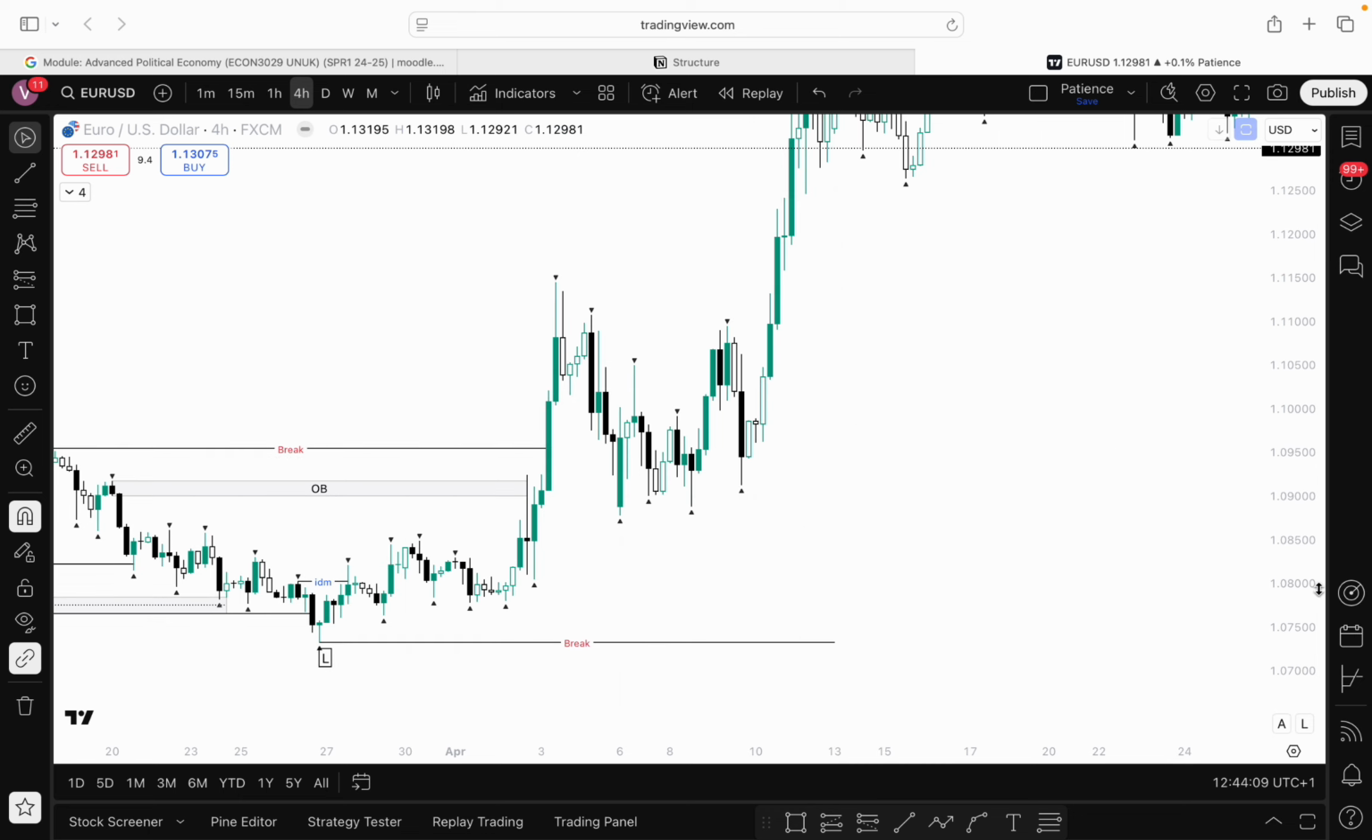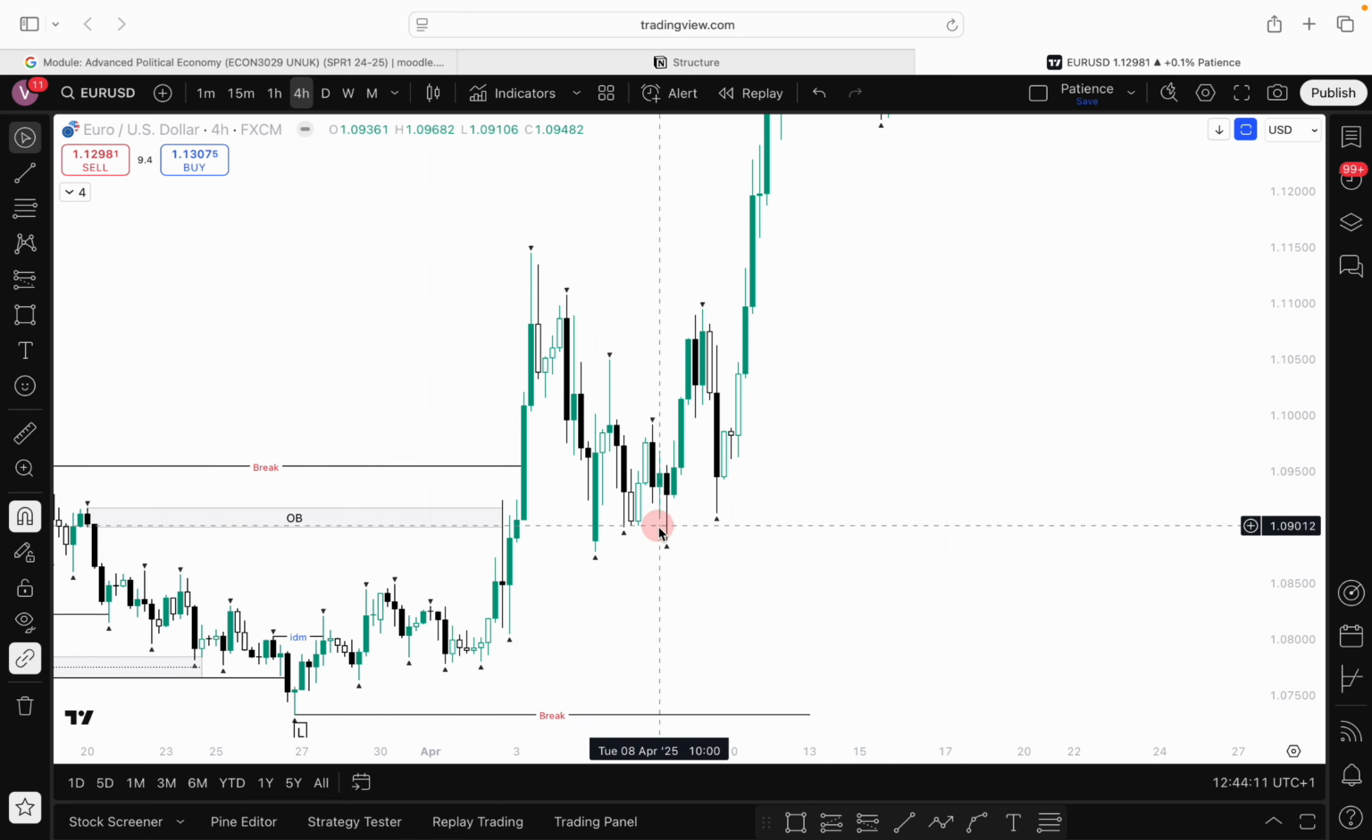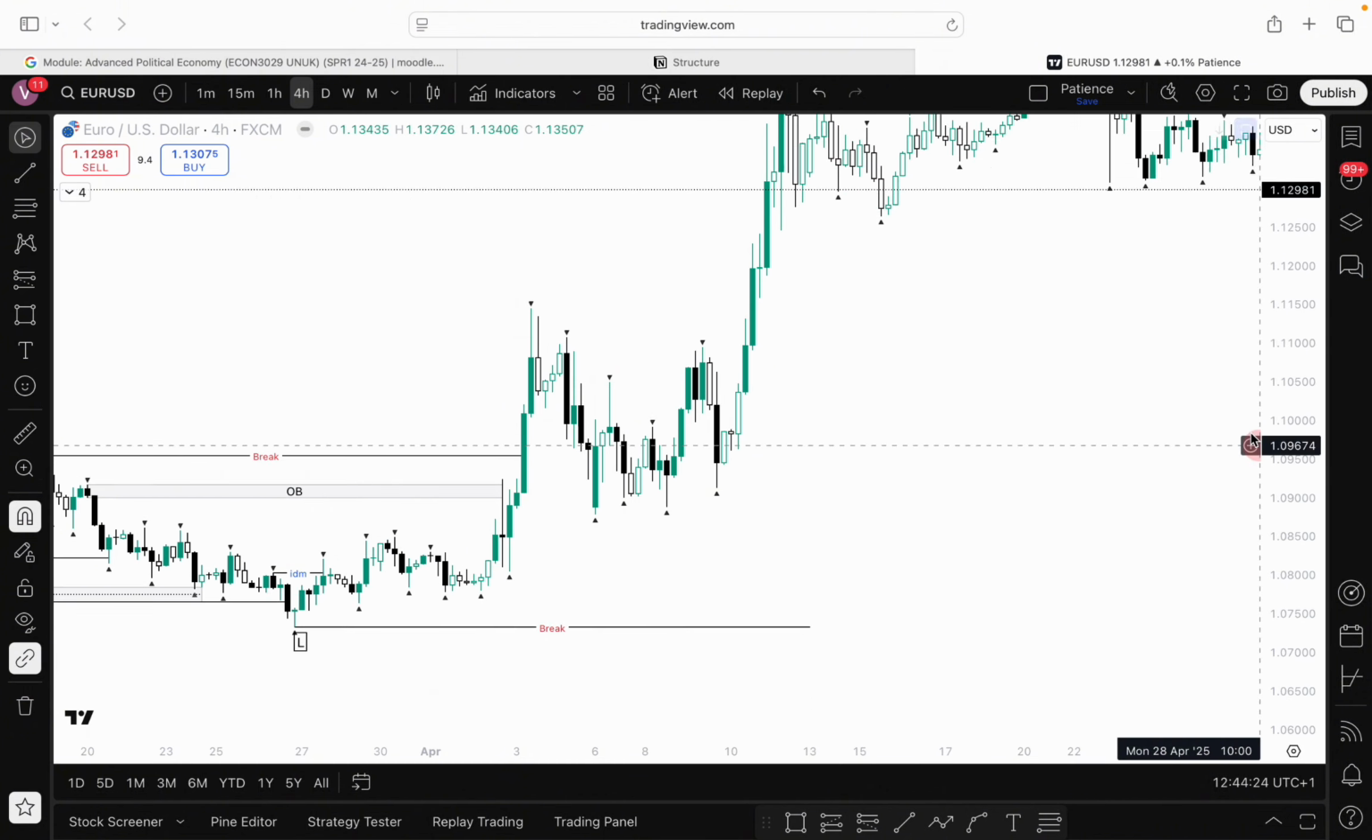And a good example of a rejection block would be this. This candle sweeps the liquidity of this fractal. It doesn't close with the body below this candle, it leaves a wick, and then we do a break of structure, come back, test the 50% of this rejection block, and then go higher.